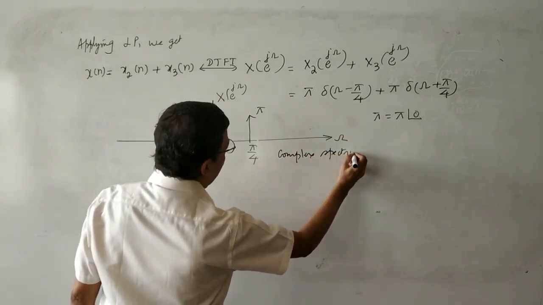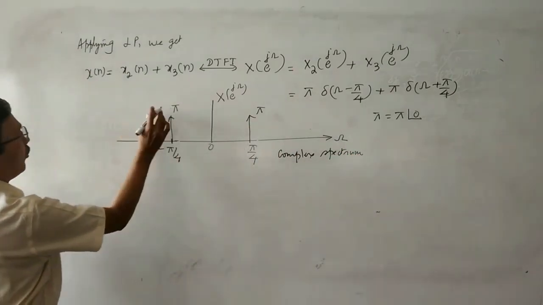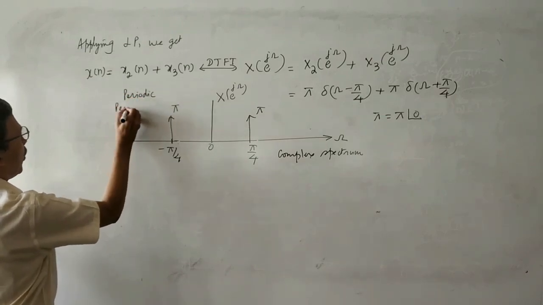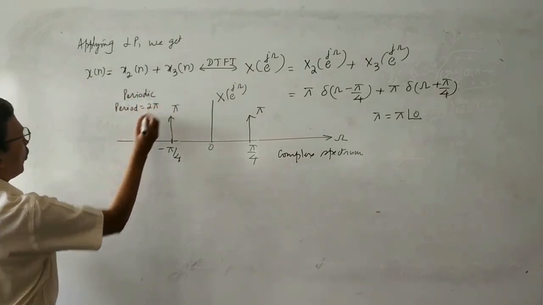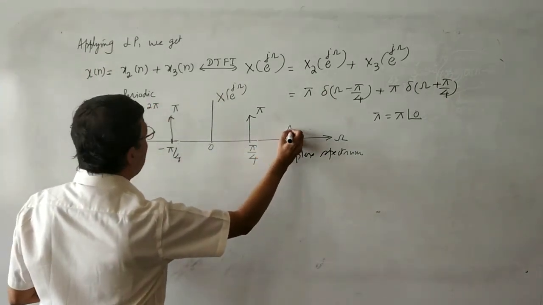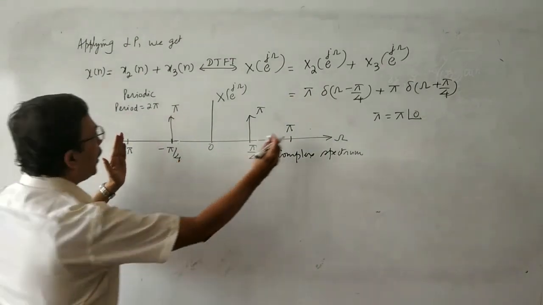Also note that this spectrum is periodic with period equal to 2 pi. And what is the fundamental period? 2 pi. We have drawn the spectrum only between minus pi and plus pi.